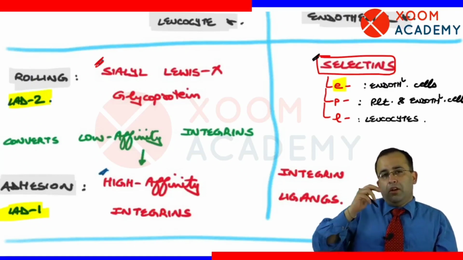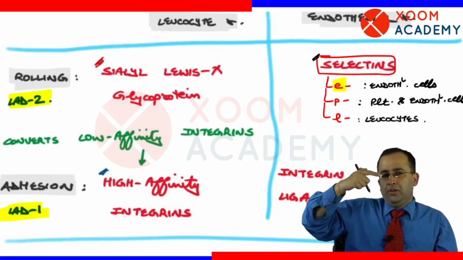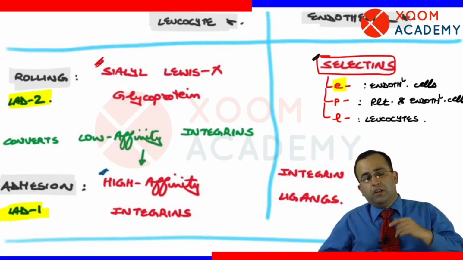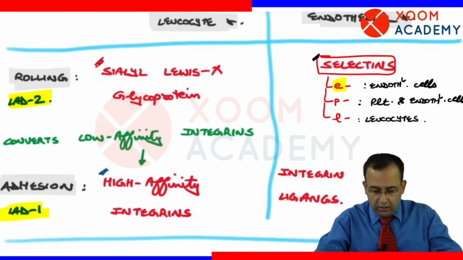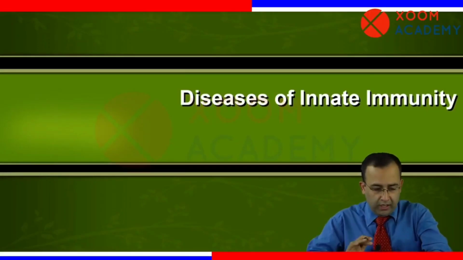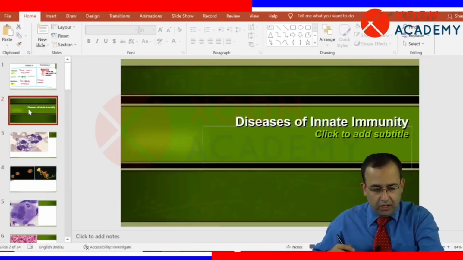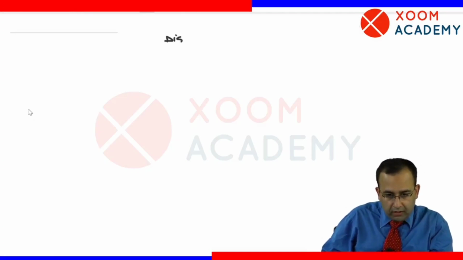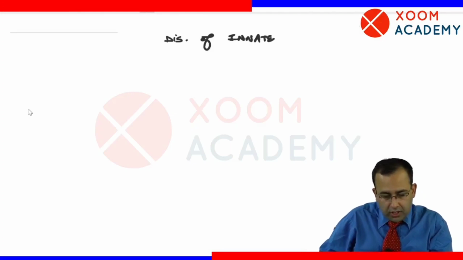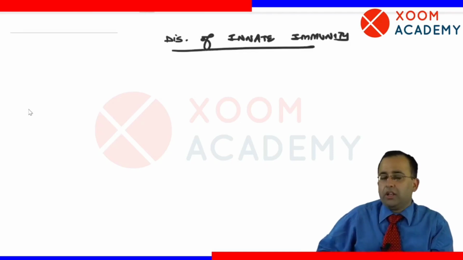Opposite है, rolling occurs before adhesion. पहले rolling होती है फिर adhesion, but opposite है. LAD1 is a defect in adhesion, LAD2 is a defect in rolling. So let us start with our next topic, that is diseases associated with inflammation or diseases of innate immunity.